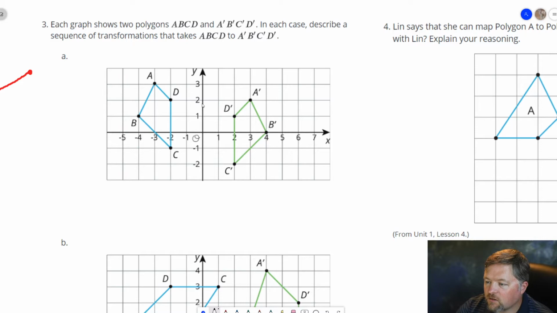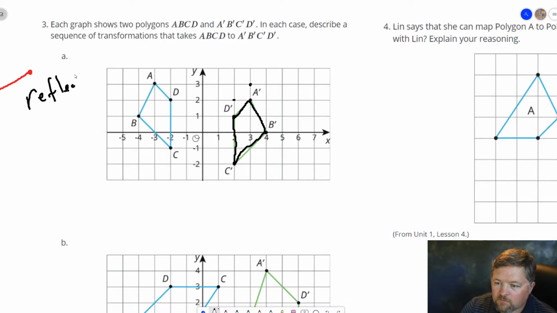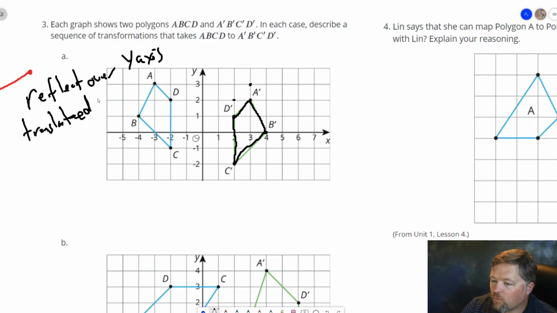We could use the y-axis, and then our new figure will be here. Let's do that. If we reflect that across the y-axis, 4 units, 4 units. That gives us a very similar figure. Now we just need to translate it down. So we could translate it down 1 unit. So to take this and put it to the image, we reflect over the y-axis. Then we translated 1 unit down. Perfect.